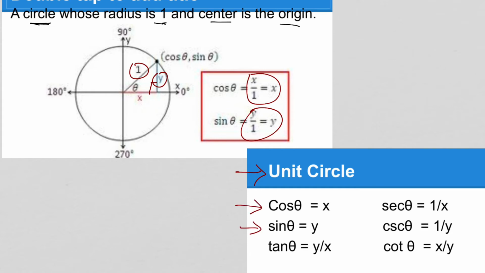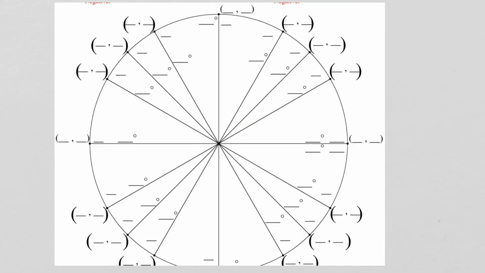Tangent is y over x. So if you think about it, that one is opposite over adjacent, so y divided by x. And then we have the reciprocal function names, right? Secant is 1 over x. Cosecant is 1 over y. And cotangent is x over y. So make sure you have those six things written down.